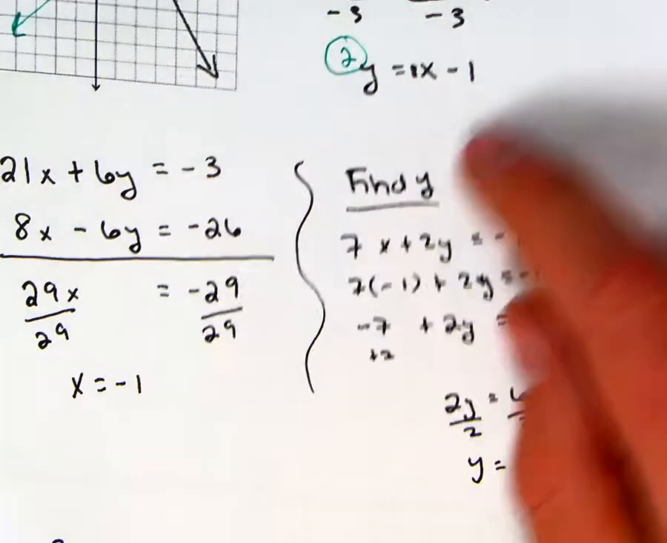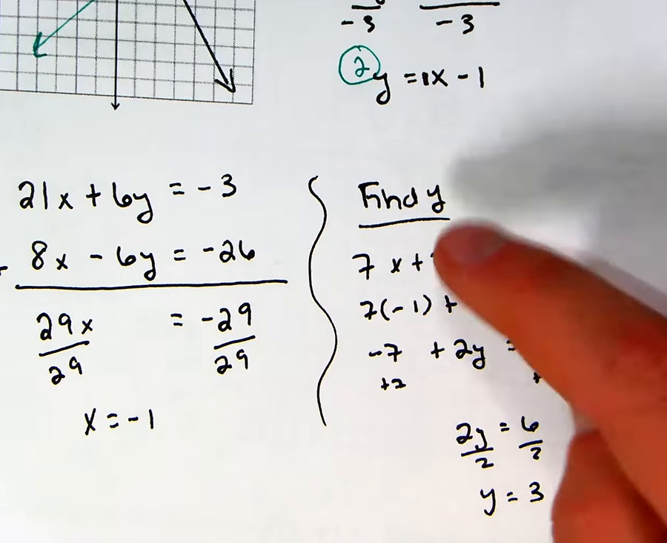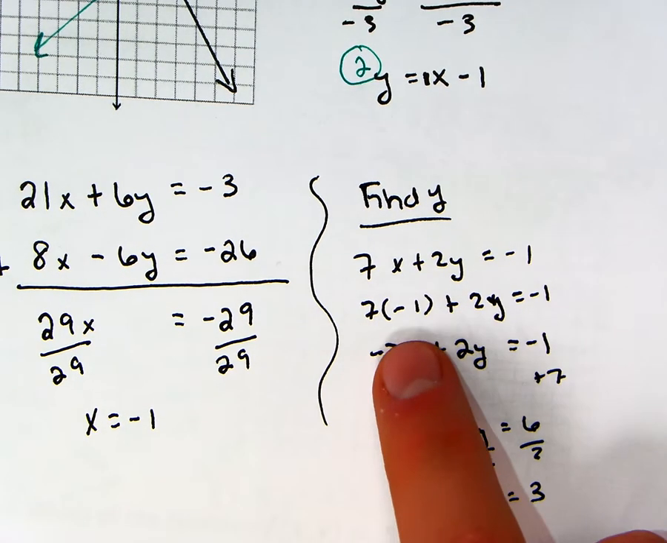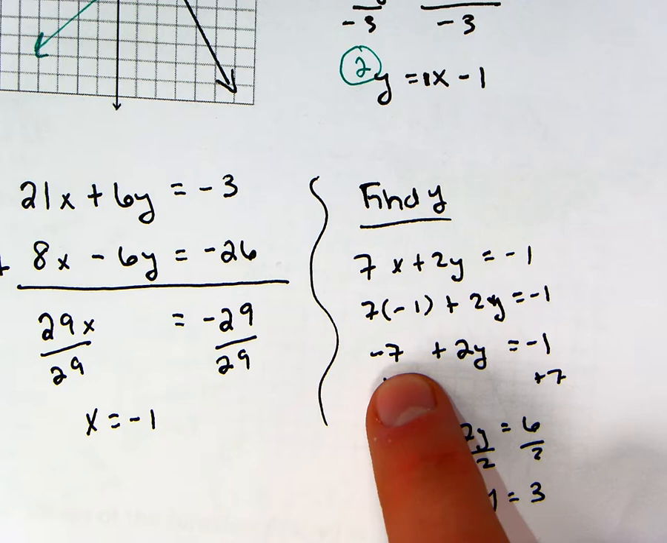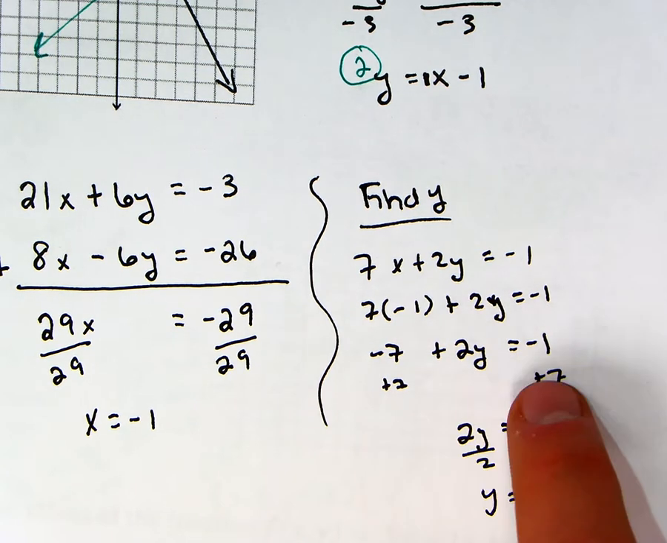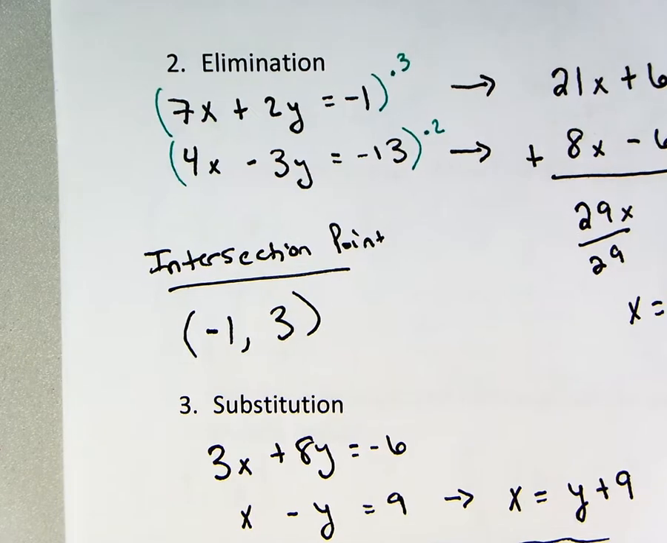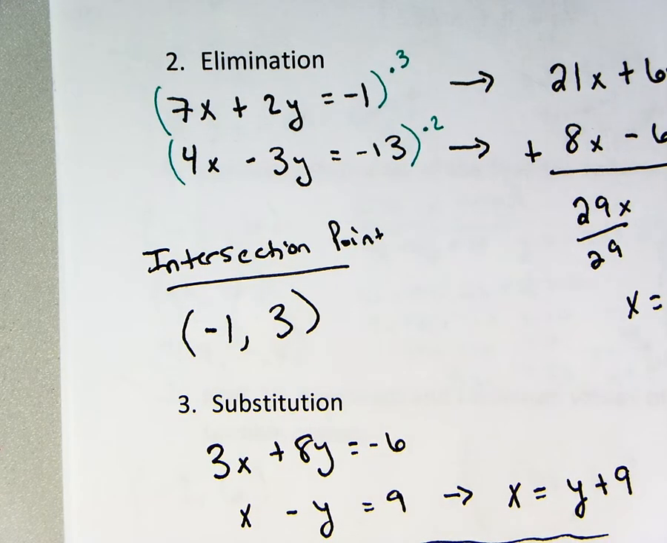To find y, then, I just plug my x back into one of the equations. It does not matter which one. I just chose the 7x plus 2y equals negative 1 to plug back into. So I plug negative 1 in for x. We get negative 7 plus 2y equals negative 1. I add 7 over, and then I divide by 2 to get y equals 3. That's why my intersection point then is (negative 1, 3).